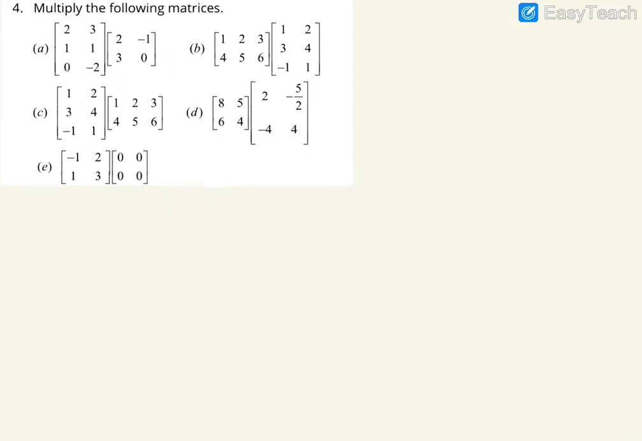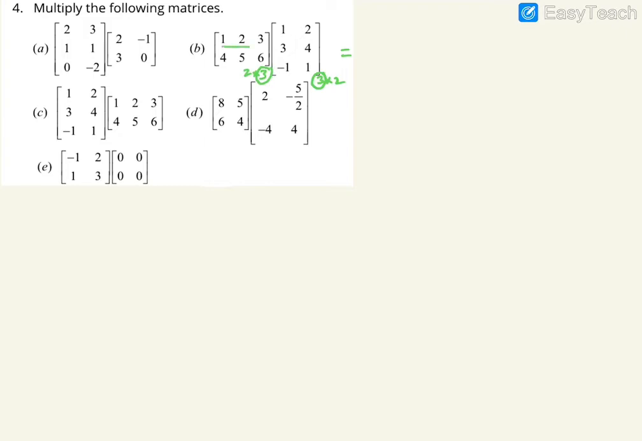Next question, part B. Same, first you need to find the order of this one. I will do it here. Order is 2 rows and 3 columns, and here we have 3 rows and 2 columns. So you can see the number of columns of the first matrix is equal to the number of rows of the second matrix. So multiplication is possible. Now how to multiply?